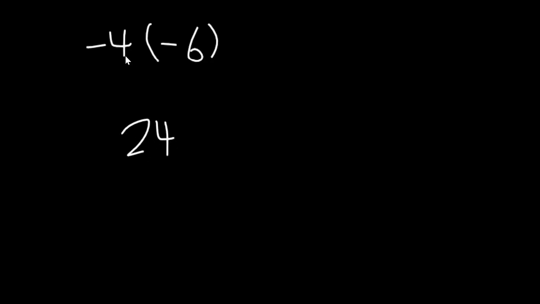All right, the next problem we're going to do is negative 4 times negative 6. If you answered 24, you'd be correct. 4 times 6 is 24. 1 negative sign, 2 negative signs. 2 is an even number. That means that your answer should be a positive number.